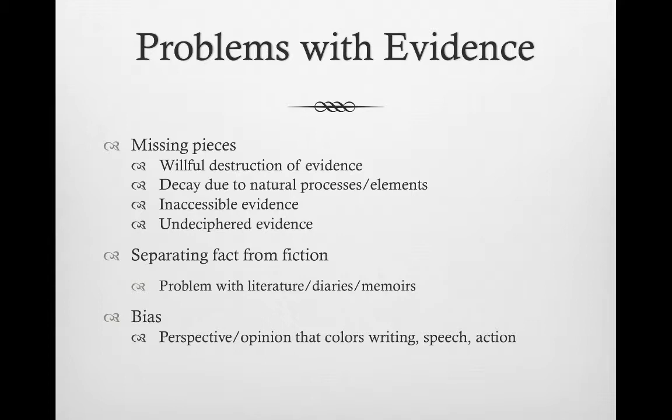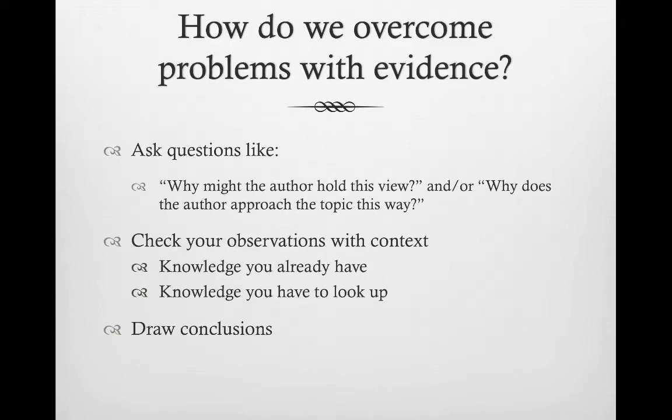Other problems you might have with evidence include separating fact from fiction, which is particularly problematic for literature, diaries, and memoirs, all of which might be altered for artistic license or to depict someone in a better light. Bias is another problem. Bias is a perspective or opinion that influences writing, speech, and action, and can drastically affect the way the document is created and how we interpret it. So that brings us to our next point.